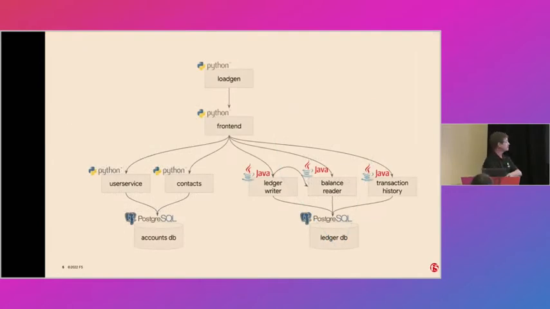Here is a quick, simple viewpoint of what we're building. The front end was Python, and Python had the user services contacts. The back piece was Java, and then we were working with a PostgreSQL database. We also know that today, microservice applications are very seldom written in one language. We wanted to reflect that multiple languages were involved.